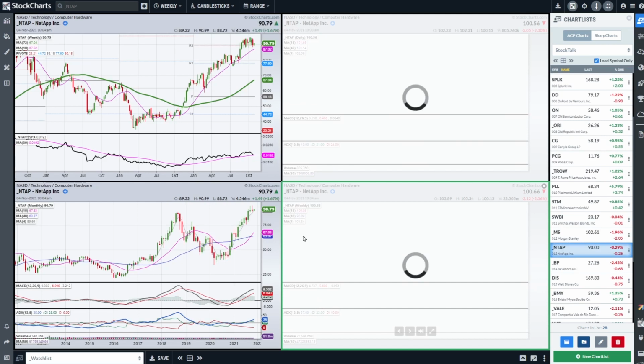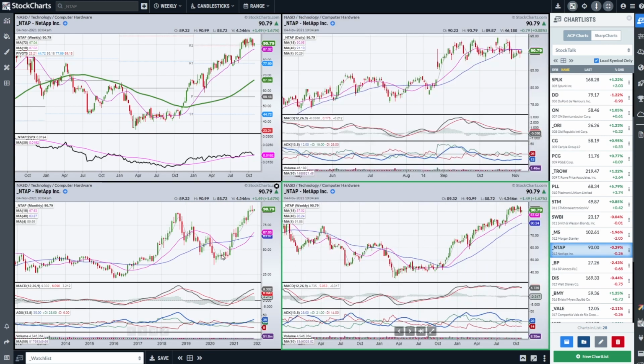NTAP. So pretty nice move. We've gotten extended on the monthly chart. We tried to eke out a new high here, breaking out above this prior peak. Haven't had a lot of follow through. So, you know, if we end up coming down through that, it could mean that this needs to spend more time consolidating while the 18-month catches up. But decent trend on the weekly chart.